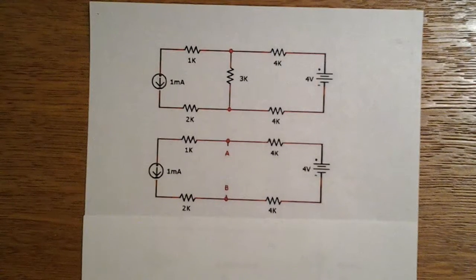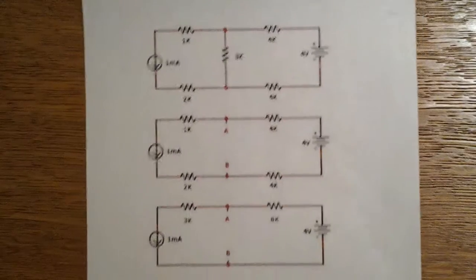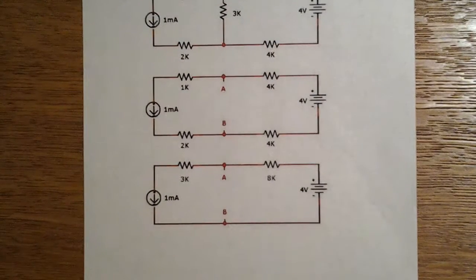We will now simplify by combining the resistors. On the left, we'll take the two resistors, the 1K and 2K, in series and substitute it for a single resistor, 3K equivalent. On the right, we have two 4K resistors in series, so we will substitute them with a single 8K resistor.